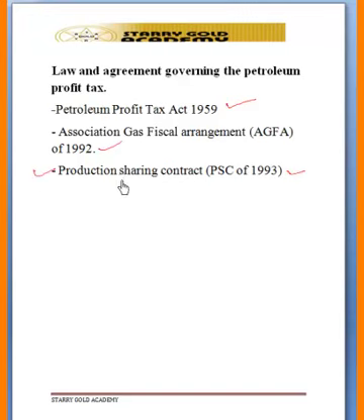I want to say one or two things here. We are looking at the production sharing contract, and you remember we're talking about the law and agreement. This is one of the agreements that we want to look at. Under this agreement, NNPC enters into a contract with a foreign company. That foreign company is regarded as the contractor. This contractor will engage in oil exploration and production, right?